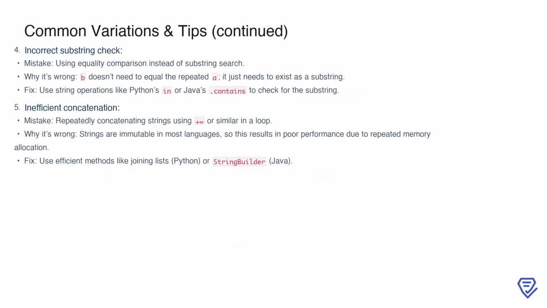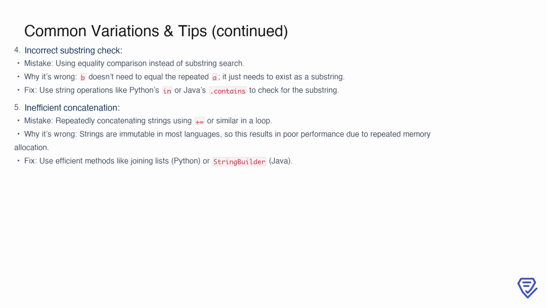Another common pitfall is incorrectly checking for substrings. Some solutions mistakenly use equality comparison instead of substring search. Remember, B does not need to equal the repeated A, it only needs to exist within it as a substring. To fix this, use proper substring search methods like Python's 'in' operator or Java's .contains.